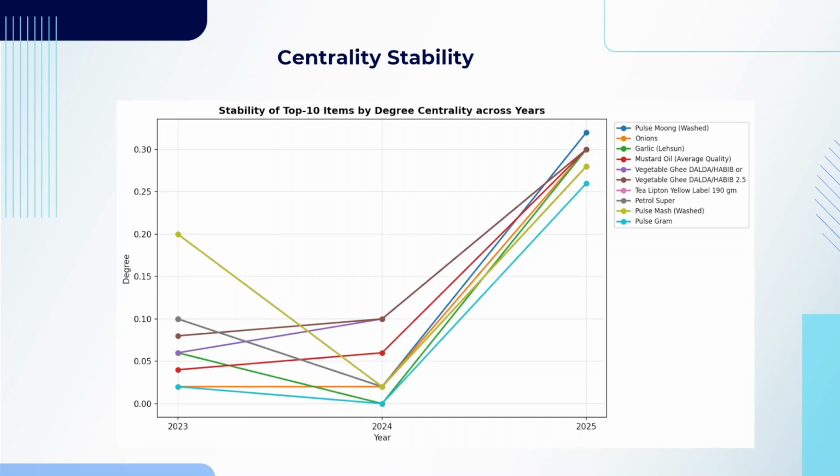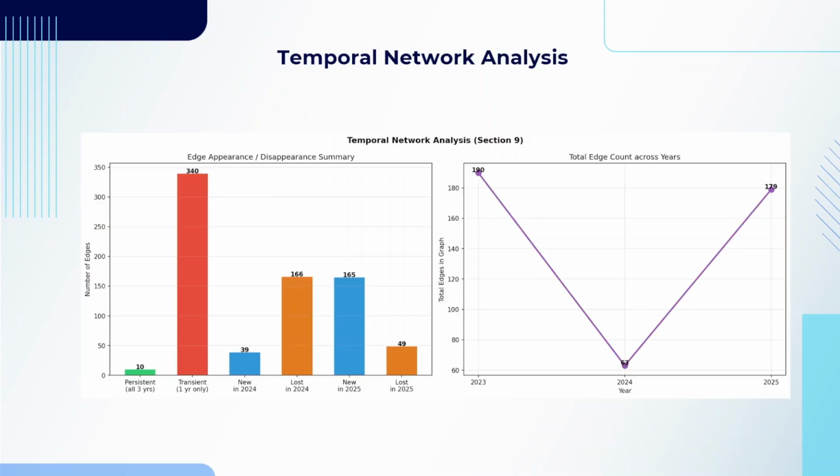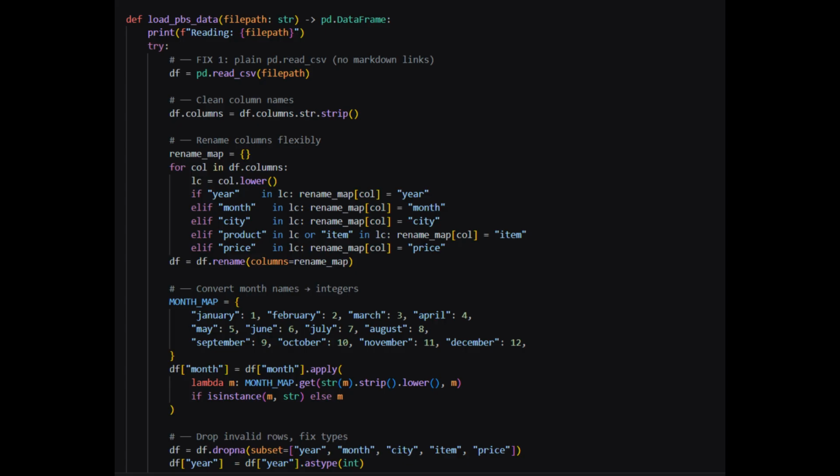When we plotted the centrality stability of our top items, we discovered a massive V-shaped collapse in 2024. Our mathematical model proves that the normal synchronized inflation patterns completely broke down due to economic shocks that year, before restructuring and recovering in 2025. This temporal summary chart confirms it. We categorized our edges to see which correlations were persistent, surviving all 3 years, versus transient, connections that were just 1 year flukes.